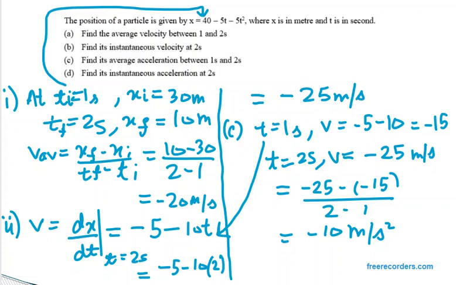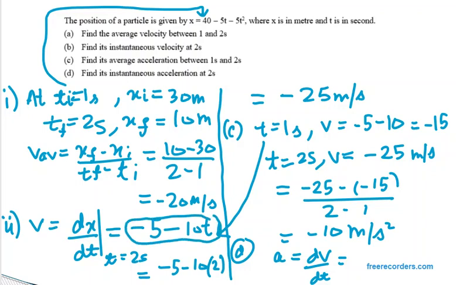Now the part D, it again asks for instantaneous acceleration at 2 seconds. So it will be a equal to dv over dt. Now I will differentiate this value, because it says dv with respect to time. So it will be only minus 10 meter per second square. So this is the solution for this answer.